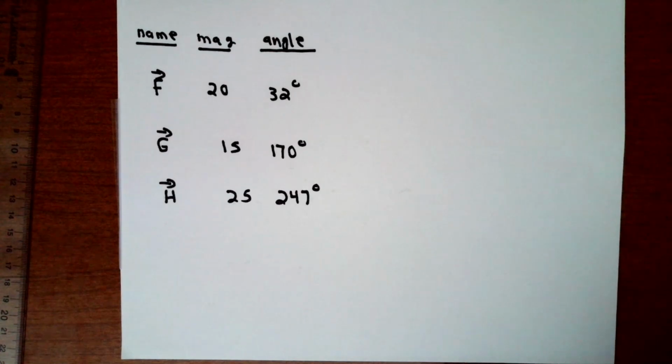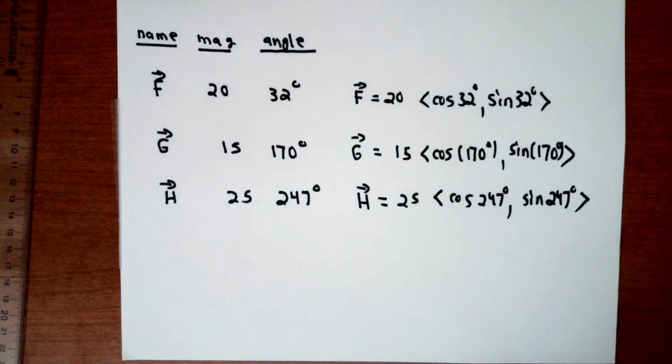For each one of these vectors, I know its magnitude and its angle, which, in view of what we were just talking about, will let me write down some formulas for these vectors. Each of the vectors F, G, and H can be expressed as a number times a cosine sine vector of the type we were just looking at. Of course, we know how to multiply a vector by a number, so we can work this out a little bit more.